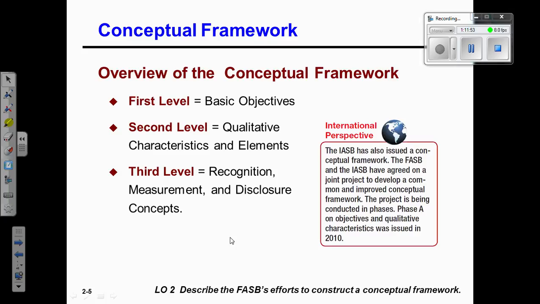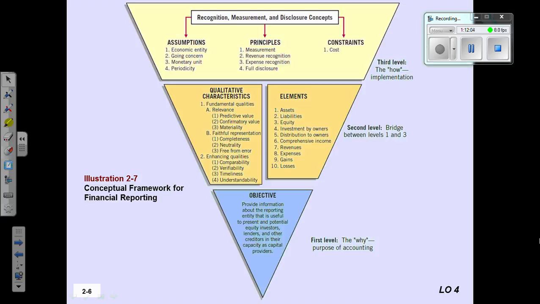I don't mean to make fun of them. It's really tough. Okay, the first level, second level, third level, if I asked you for qualitative characteristics or basic objectives, what are recognition, measurement, disclosure concepts? Could you give me this little definition on the objective? Of course, this is upside down, right? Could you write me a little essay about what relevance is, predictive value, confirmatory value, materiality, or answer multiple choice questions about it? Same thing for faithful representation.